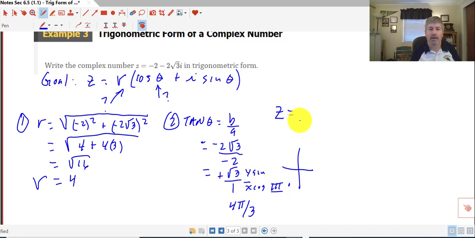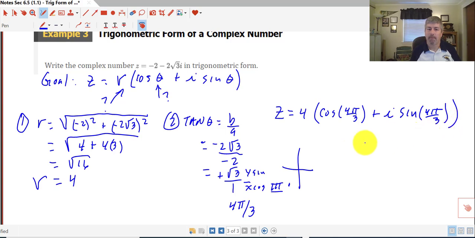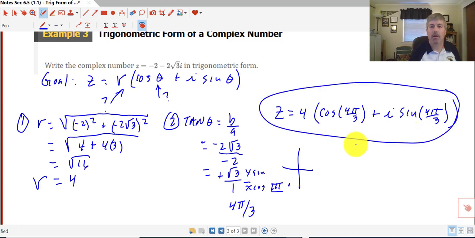Our final answer then, z is equal to 4 times the cosine of 4 pi over 3 plus i sine of 4 pi over 3. A little bit more complicated sample of trig form of a complex number, and we'll get some more practice with that when I see you in class.